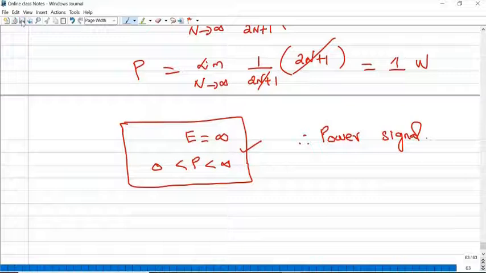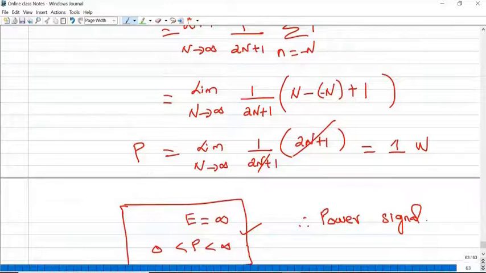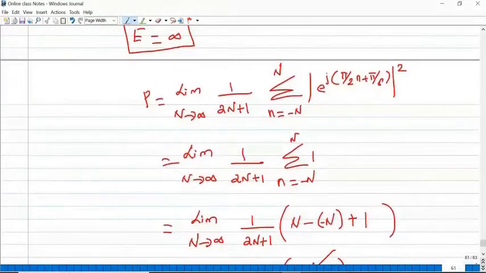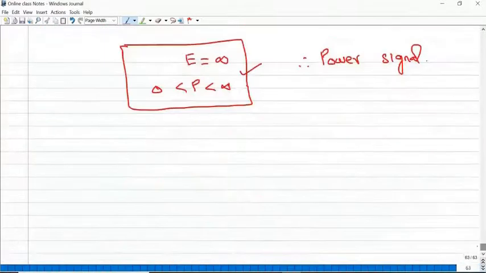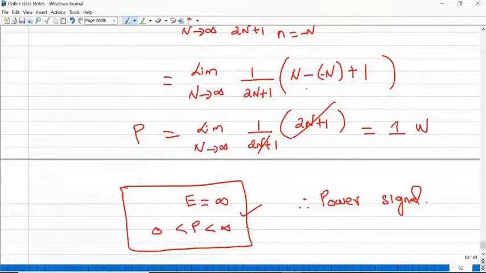For solving energy and power of a signal, particularly a discrete time signal, you have to do it very carefully. You have to use the summation formula, simplify the problem, and check whether this 2n plus 1 term is cancelled or not. If it is cancelled, then there is no use of applying n tends to infinity. So directly whatever result you are getting, you have to write.